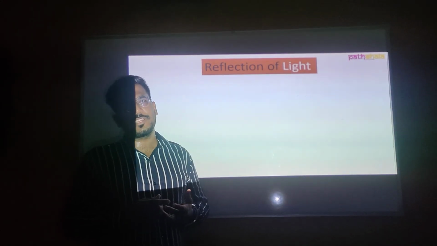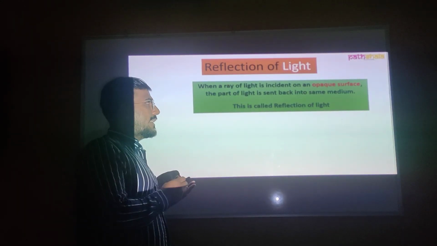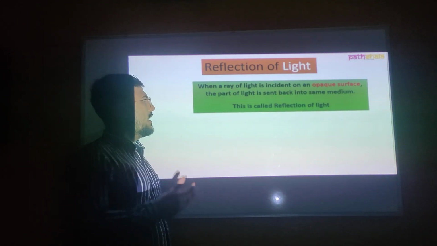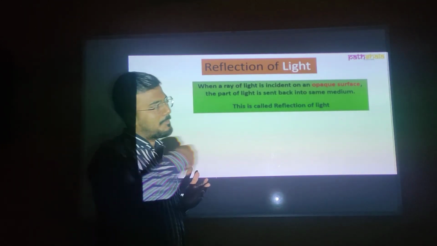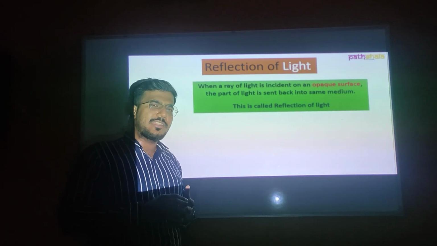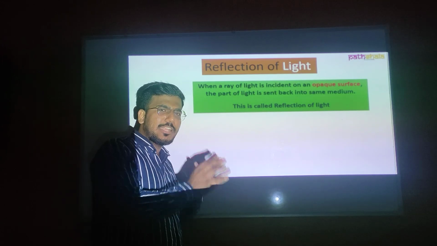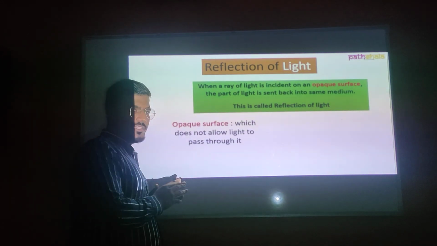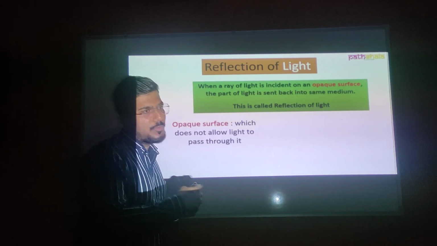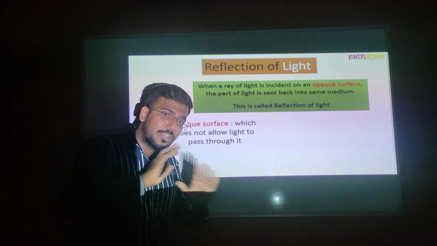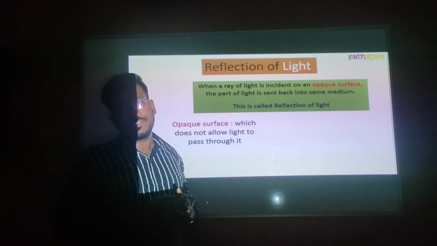What do we mean by reflection of light? It's very simple. When a ray of light is incident on an opaque surface, part of the light is sent back into the same medium. This is called reflection of light. Let's understand this. The first thing is, let's understand the meaning of opaque surface. So what is, children, an opaque surface? The surfaces which do not allow light to pass through them are known as opaque surfaces. Means the surfaces through which light will not pass are said to be opaque surfaces.